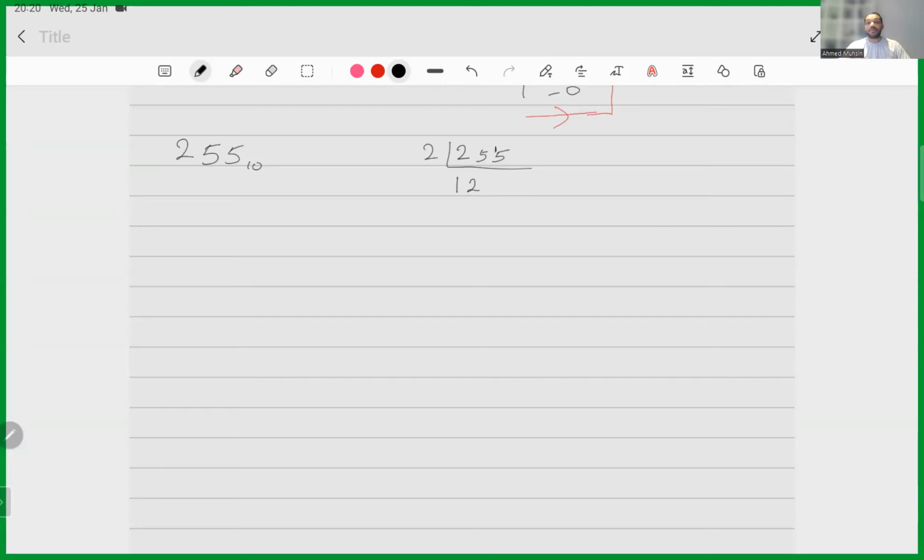So now the number becomes 15. In 15, how many 2's do we have? We have 7. Remember, 7 times 2 is 14, but we are dividing 15, so there is a 1 remainder.